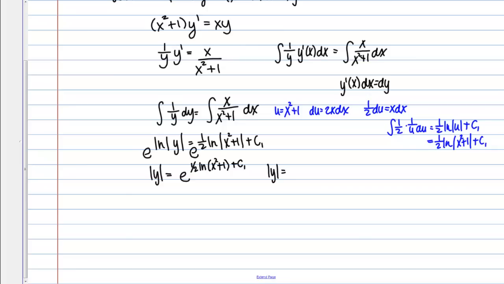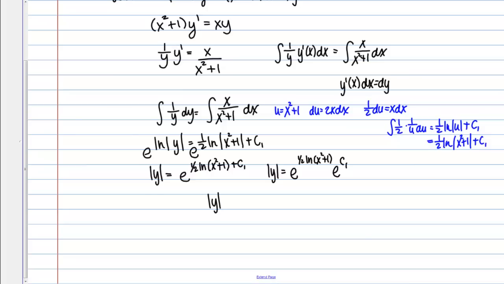First thing I can do is split up this sum. I've got 1/2 natural log of x squared plus 1 plus c1 in my exponent. I can split that up into two different expressions. In other words, e to the 1/2 natural log of x squared plus 1 times e to the c1. The rules of exponents allow me to split up the sum in that way.